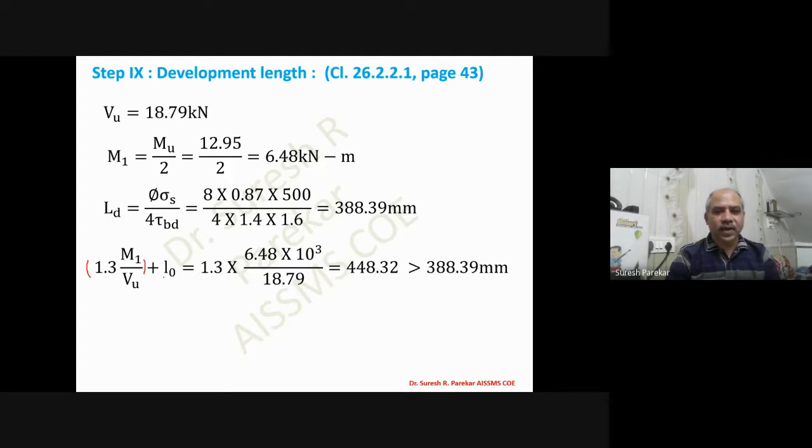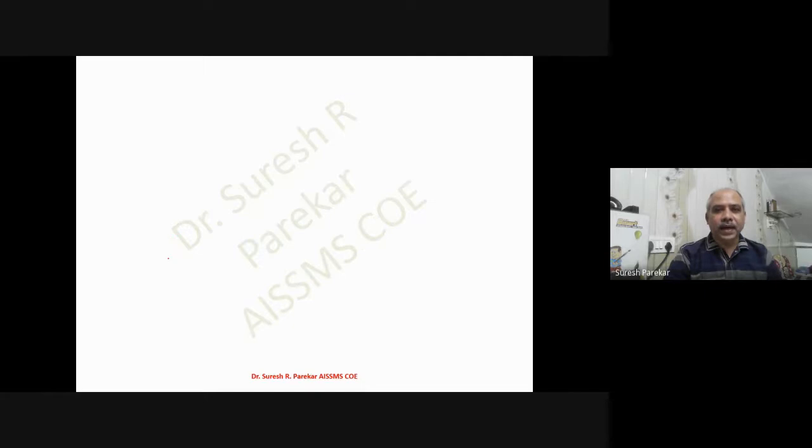So we need not go for L0, that is any hook. We need not go for any hook in this case. A hook will be required if your value of 1.3 M1 by Vu is less than this Ld. Therefore we have 448.32, which is greater than 388.39, which is our requirement. So L0 is not required here, and this satisfies our development length check.